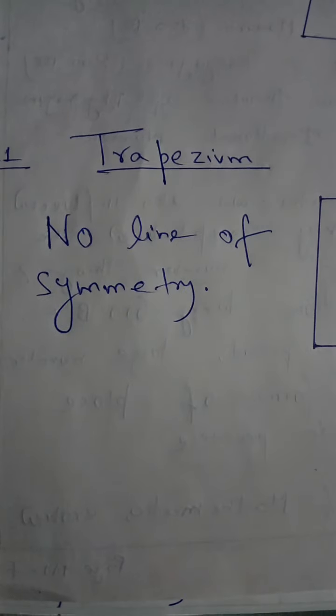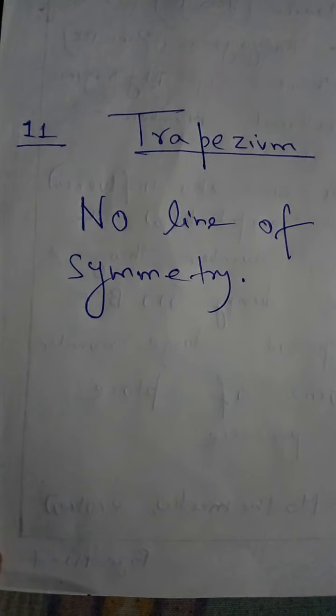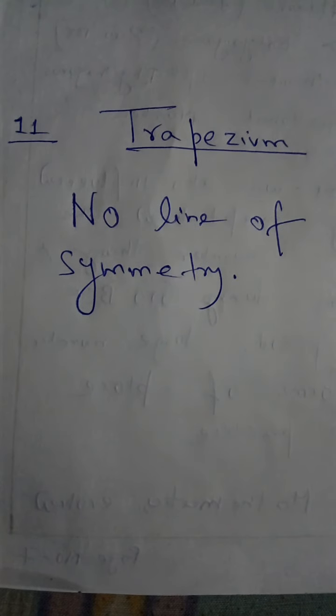So it is clear from the figure that you cannot draw any line of symmetry because it will not get divided into equal halves. Now what is a line of symmetry? As we have discussed, a line which divides the figure into equal halves. In this case you cannot draw any line, so it has no line of symmetry. That is the first figure, the trapezium.